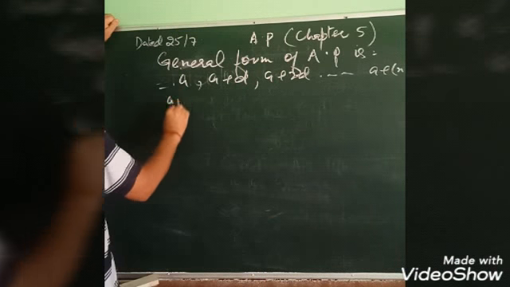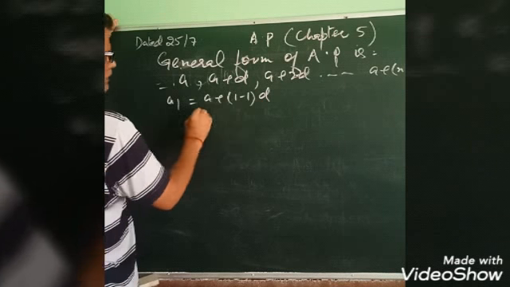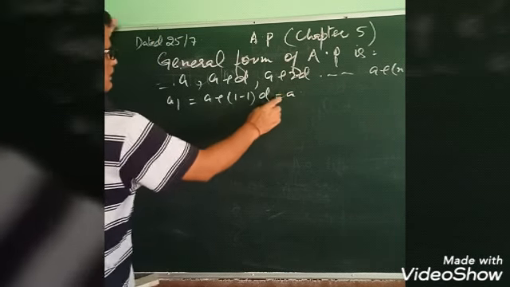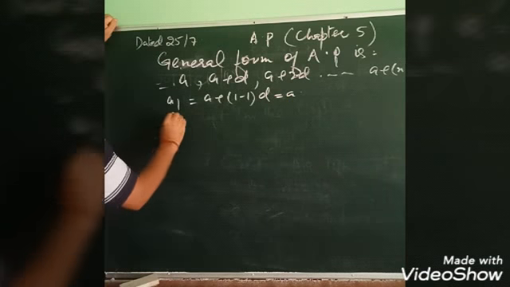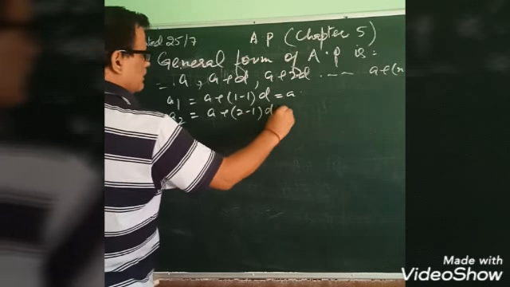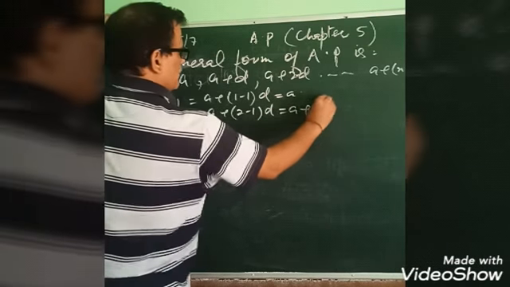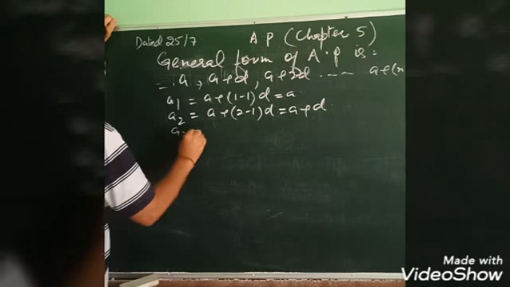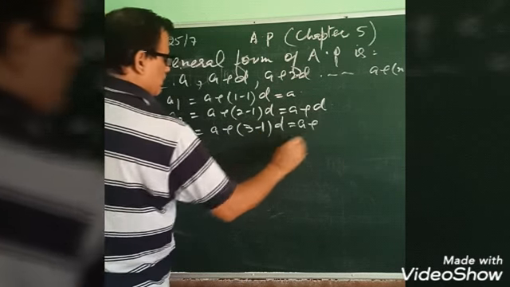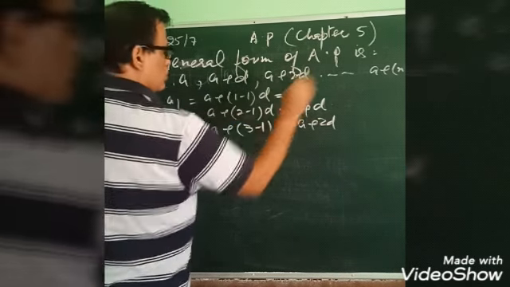First term A1 can be equal to A plus 1 minus 1 into D. 1 minus 1 is 0, into D is 0, so it remains A. A2 can be equal to A plus 2 minus 1 into D, that is A plus 1 into D, simply D. A3 can be equal to A plus 3 minus 1 into D, that is A plus 2D. So we got A, A plus D, A plus 2D, and so on.